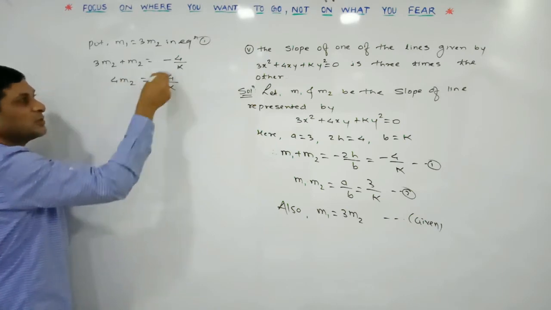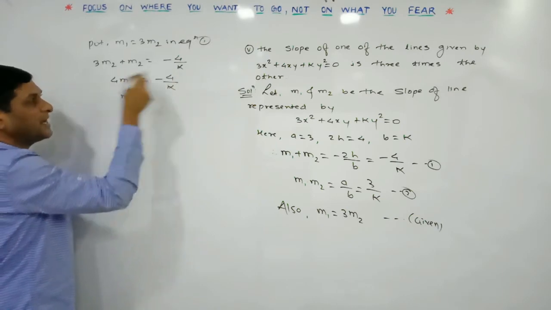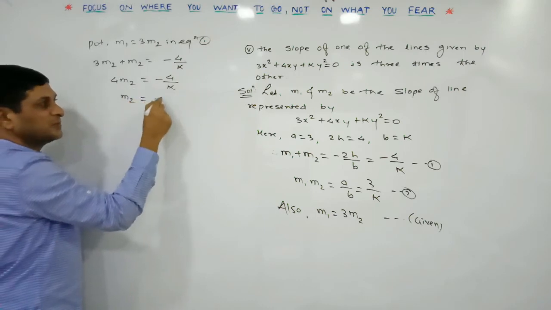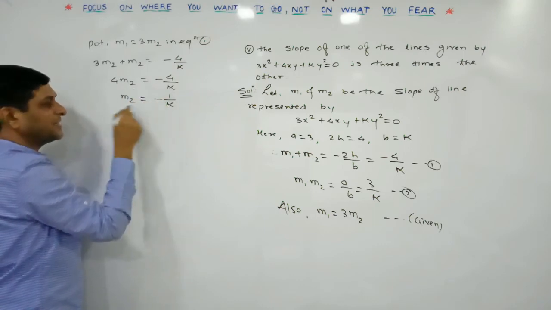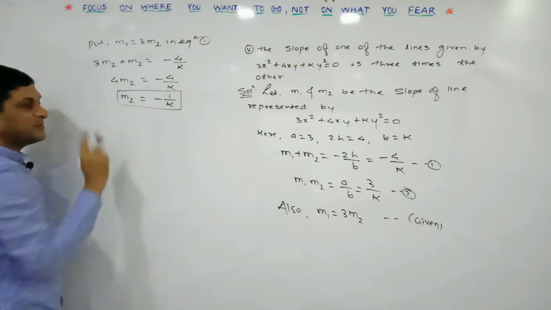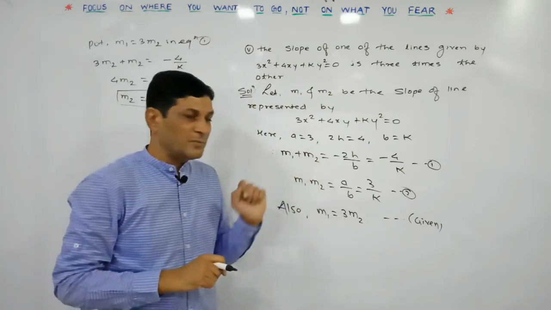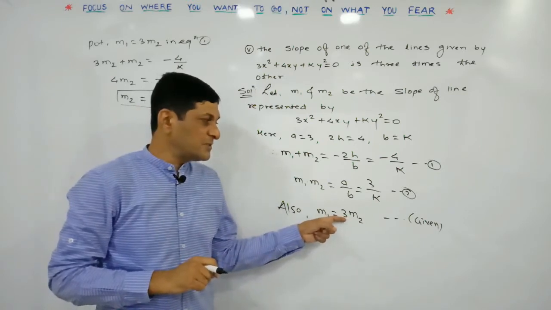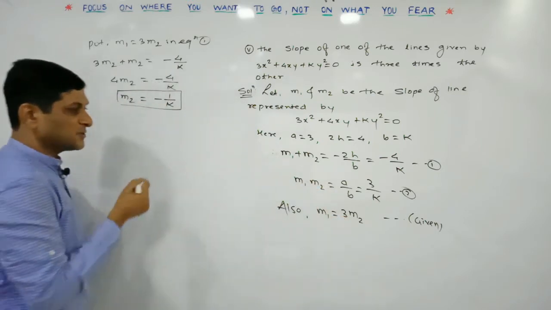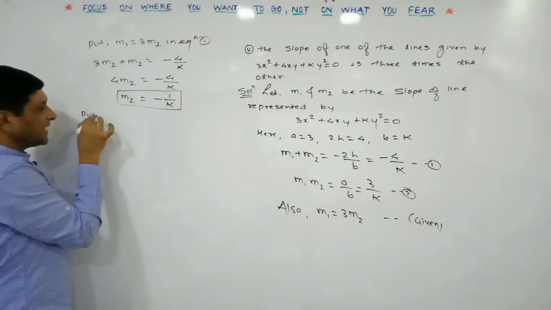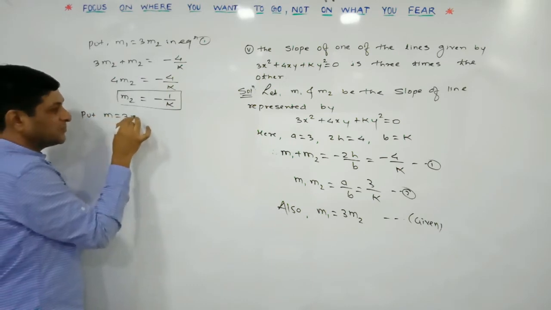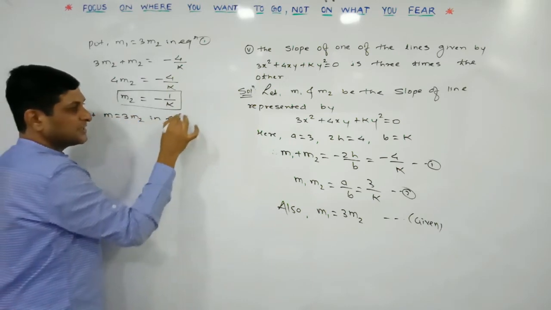If I am dividing both sides by 4, this 4 and that 4 will get cancelled. So m2 will be equal to minus 1 by k. In this way we have got the value of m2. Now we are substituting this value in equation number second. So now substitute, put m1 equals 3m2 in equation second.